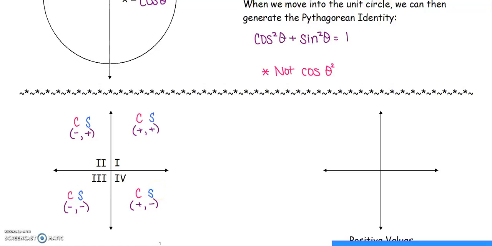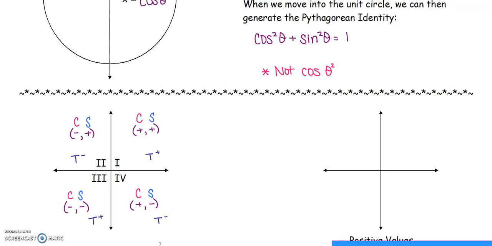Now, thinking about tangent, tangent is sine divided by cosine. So a positive divided by a positive, the tangent is going to be positive. In quadrant 2, a positive divided by a negative, the tangent is going to be negative. And in quadrant 3, negative divided by negative, the tangent is going to be positive. Quadrant 4, a negative divided by a positive, the tangent is going to be negative.